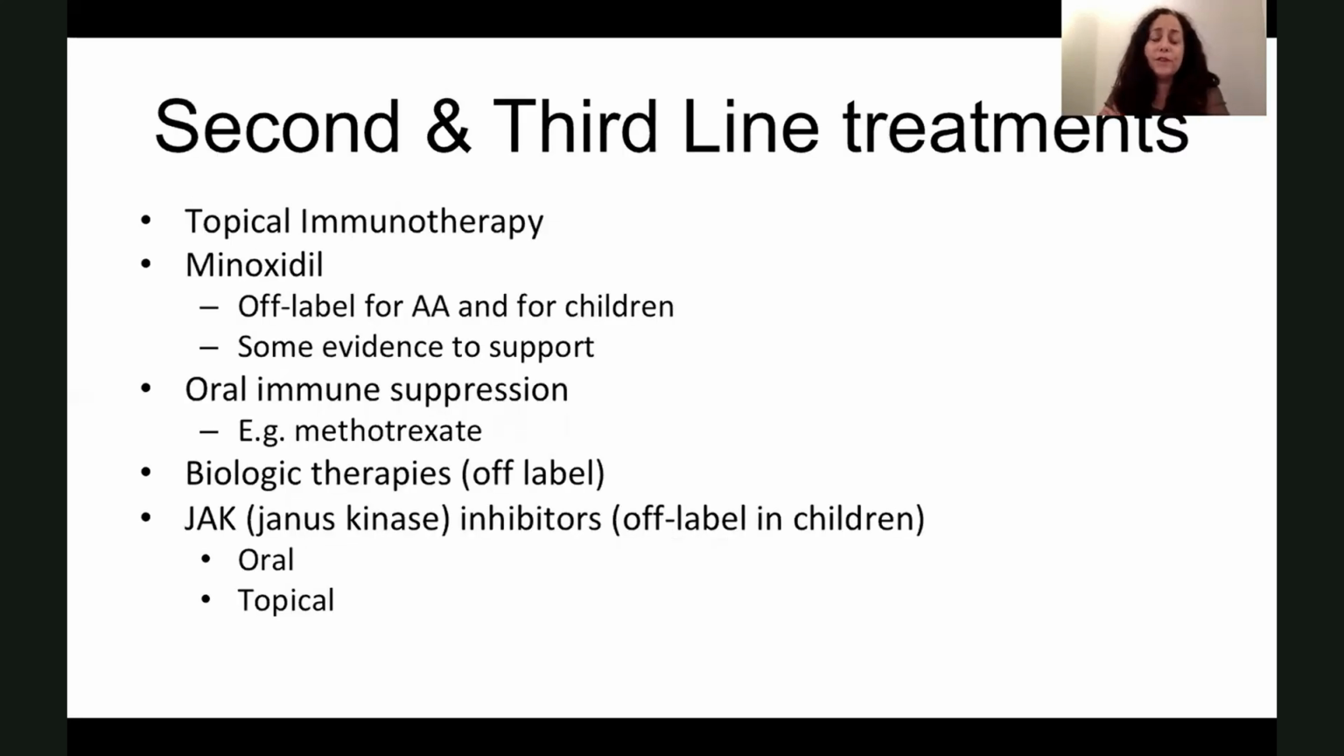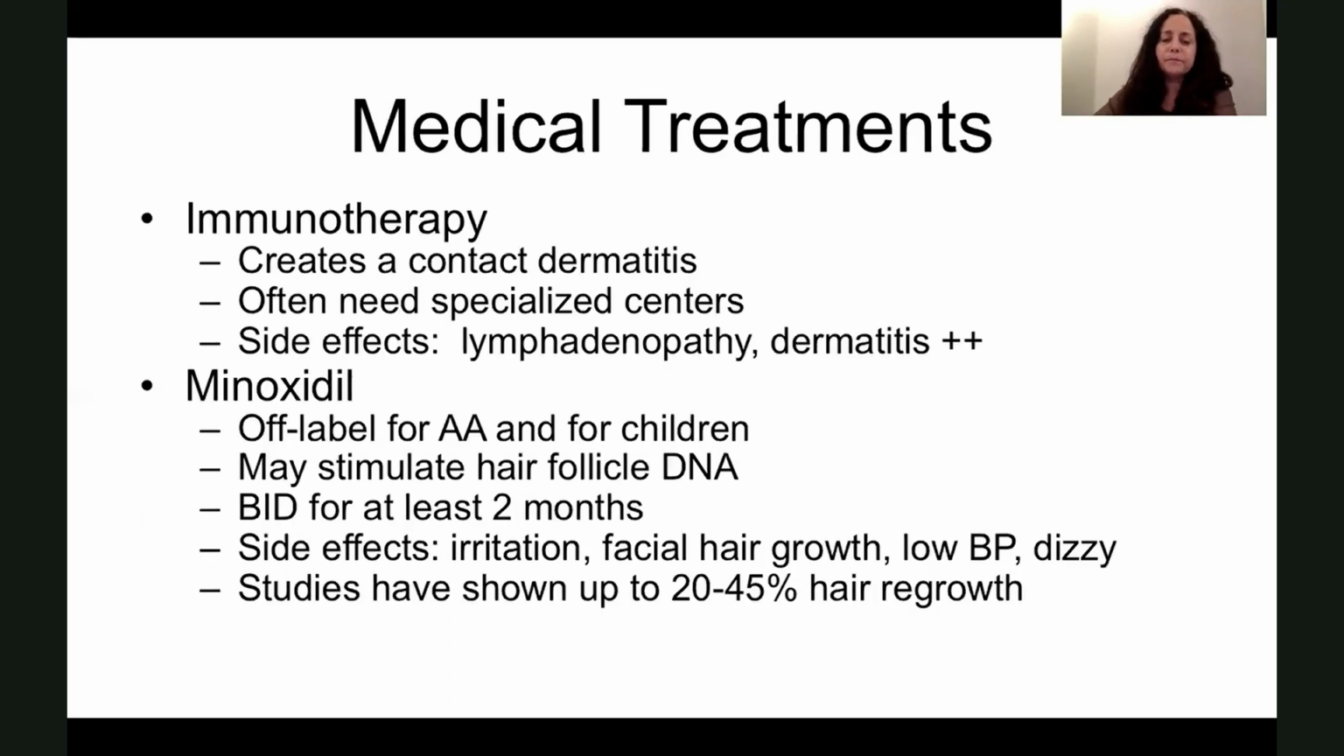Second and third line treatments can include things such as topical immunotherapy, minoxidil, which is off-label both for alopecia areata and for children, but there is some evidence to support its use. Oral immune suppression such as methotrexate in severe cases. Some biologic therapies have been tried off-label, and probably the newest class that will hopefully be available soon and is on the horizon are the JAK inhibitors, the Janus kinase inhibitors, which are still by some people used off-label, both orally and topically.